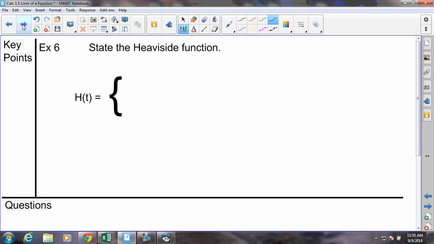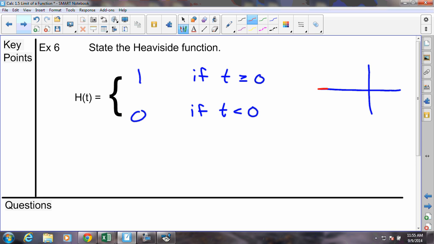The Heaviside function is a piecewise defined function that's fairly simple. You could have 0 or 1. And generally it's 1 if your t is greater than or equal to 0, and 0 if t is less than 0. So in this regard, it's just a graph that will look like we have a whole bunch of zeros, and then it jumps upward to a 1 and stays constant like that. That's our Heaviside function.